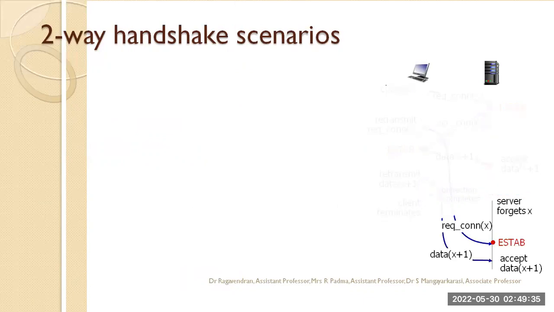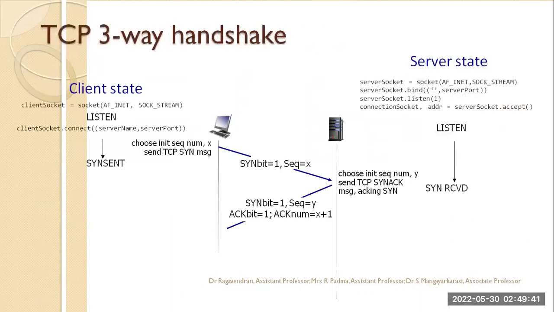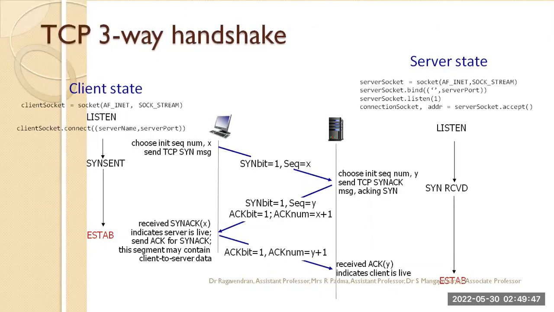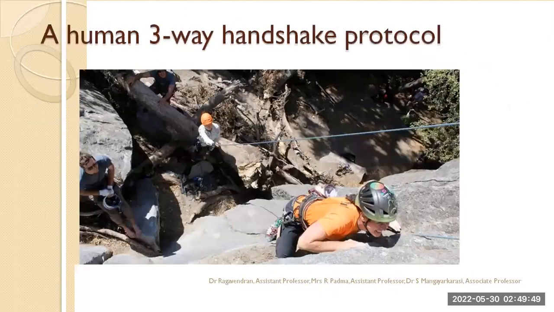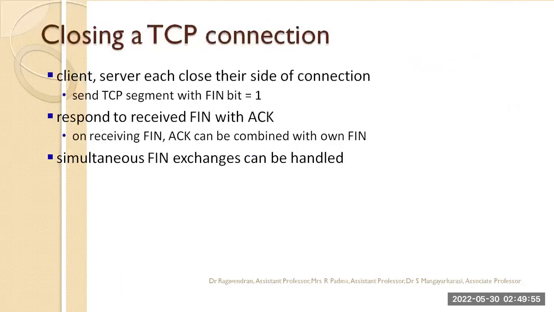So the problem with the two-way handshake. So this is the client and server side programming. So this is the TCP three-way handshake programming. See here, when they are closing. The client and server each close their side of the connection. It sends a TCP segment with the FIN bit equal to 1. The other side responds to the received FIN with an acknowledgement, and the acknowledgement can be combined with its own FIN. Simultaneous FIN exchanges can be handled.